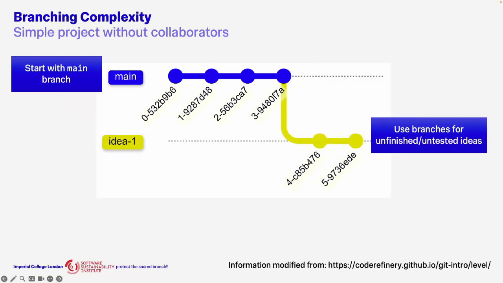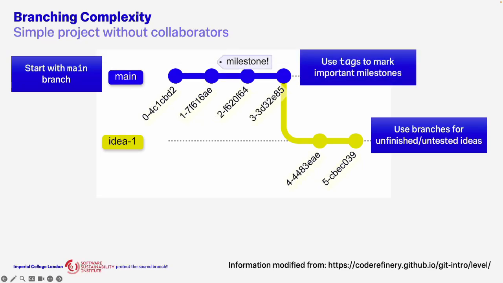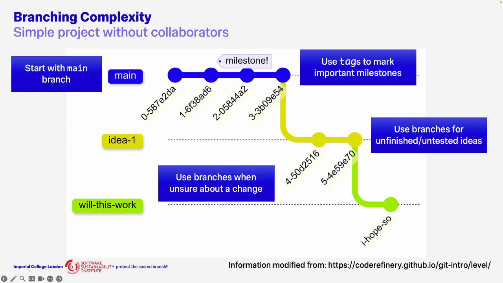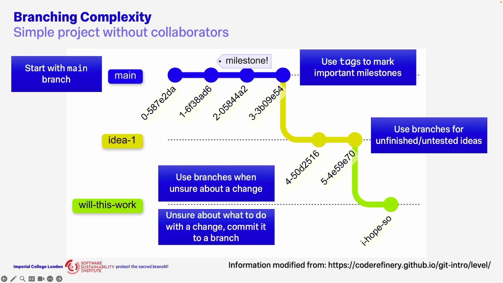If you have unfinished or untested ideas, then a new branch should be created for this purpose. Whenever you reach a new important milestone, for example, that version of code was used in a paper or you implemented an important set of features, then tags should be used to mark this milestone. If you're unsure about a change, you should create a new branch. Or if you don't know what to do with a change, then it should be committed to a new branch as well.